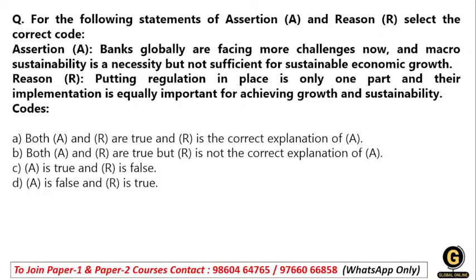Assertion and reason. Assertion: banks globally are facing more challenges now, and macro sustainability is a necessity but not sufficient for sustainable economic growth. Reason: putting regulation in place is only one part, and its implementation is equally important for achieving growth and sustainability.